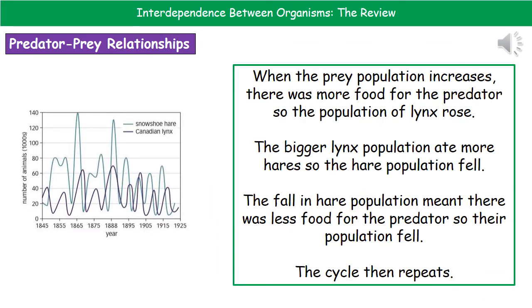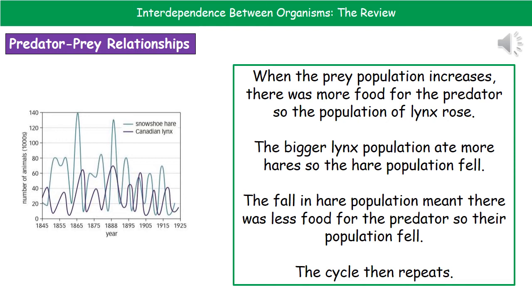So wherever we have predators and prey, we've got a relationship between them. And perhaps the best example of this that you've probably studied in your lessons is the relationship between the snowshoe hare and the Canadian lynx. So you've probably all seen this graph many times before. Now, what we actually find is if we look at that graph, we can see that when the prey population increases, not long after, the population of lynx also increases.